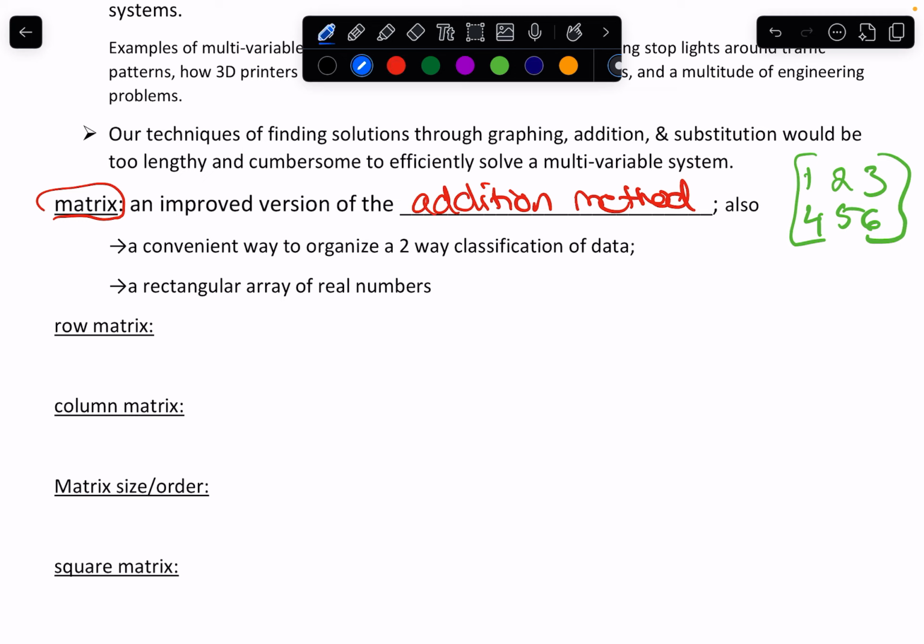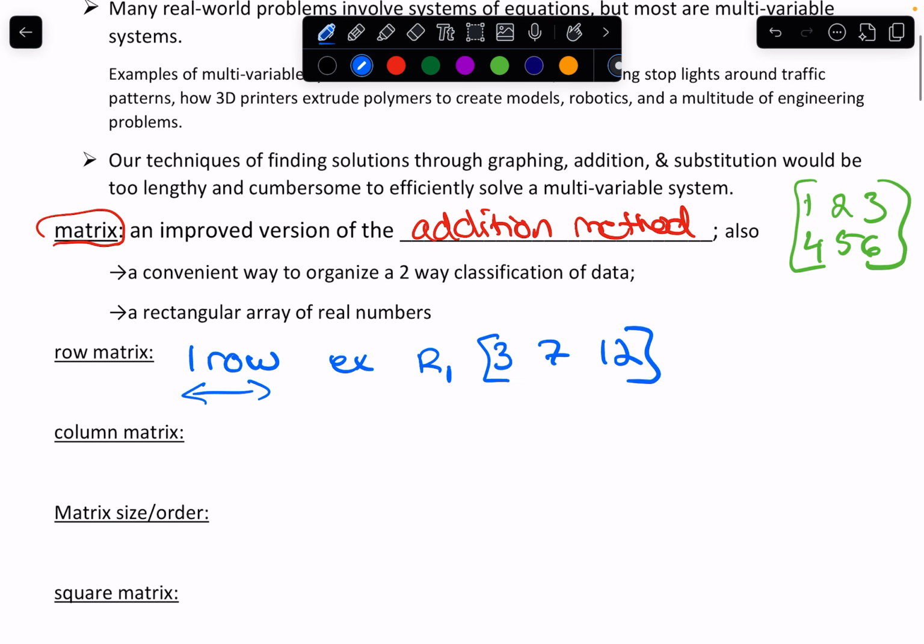So first we're going to look at a row matrix. That means that we have one row. For example, we could have 3, 7, and 12. So this is the row matrix. A row again is horizontal. As we can see, we've got column 1, column 2, and column 3 here.